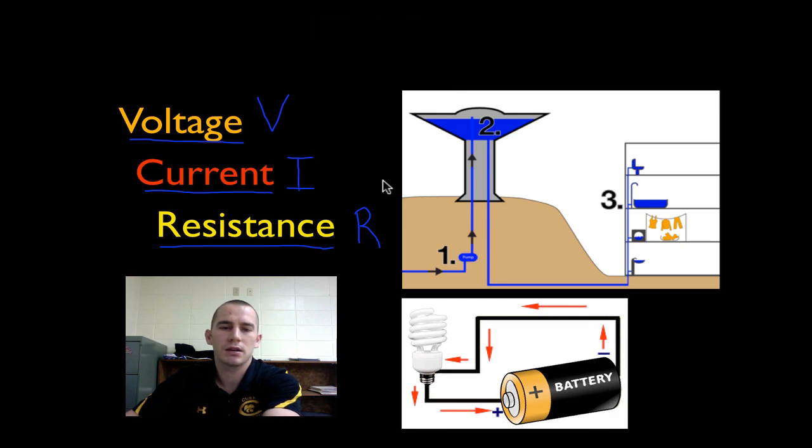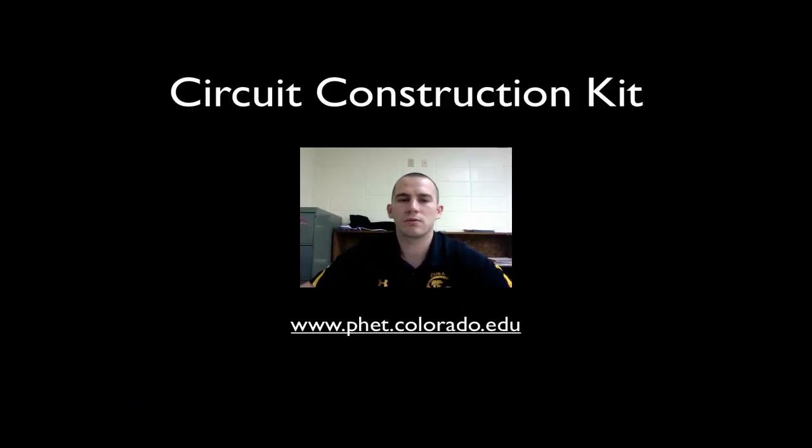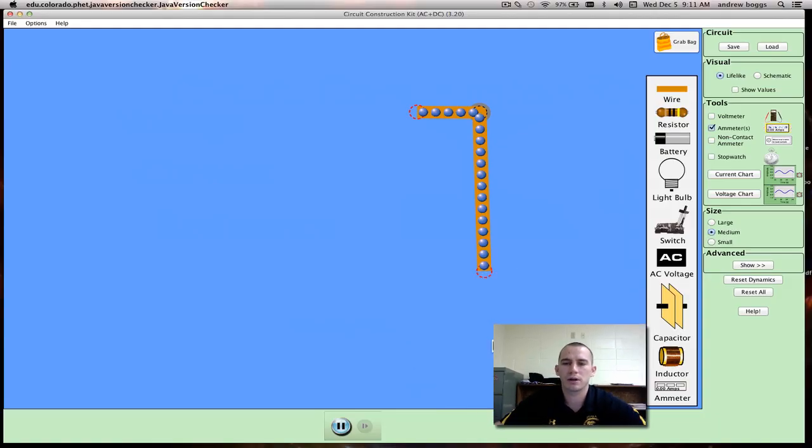Today I'm going to be using what is called the circuit construction kit, and you can go online if you want to mess around with this. It's at phet.colorado.edu, so let's pull that up here. Whenever you get into the circuit construction kit, it's going to look something like this. This is the AC and DC construction kit, but today we're just going to use the DC part of the construction kit. I've already started to construct a circuit.